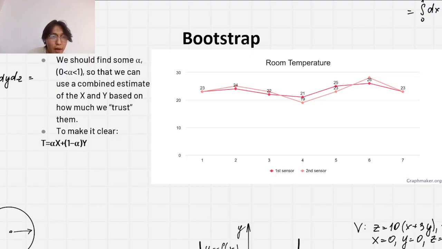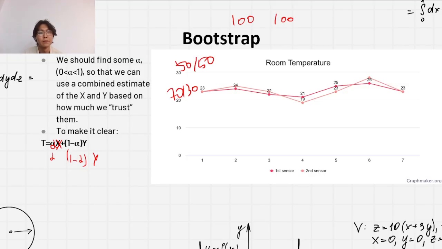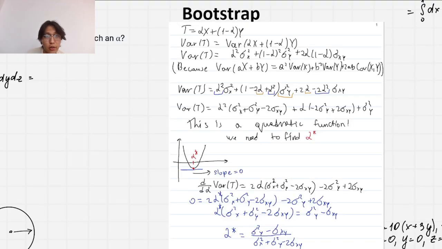So we should find some alpha that is a combined estimate of how much we trust both of them, right? So let's say alpha is how much we trust the X sensor, and 1 minus alpha is how much we trust the Y sensor. So we cannot trust both of them by 100%, right? We either trust them 50-50 or 70-30. But how do we find the alpha? Well, we can find it out by some simple calculus and mathematics.